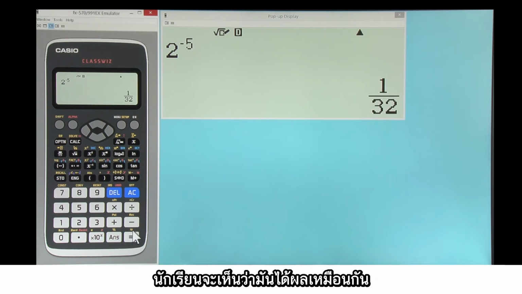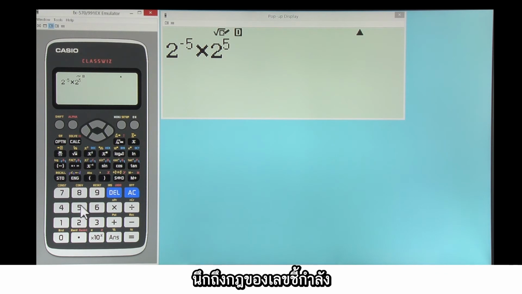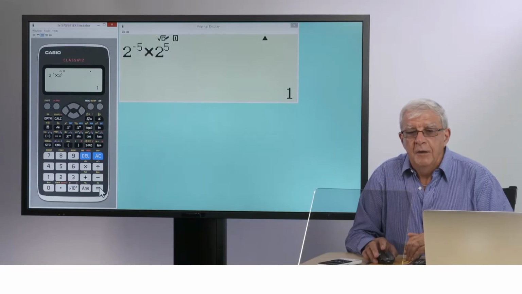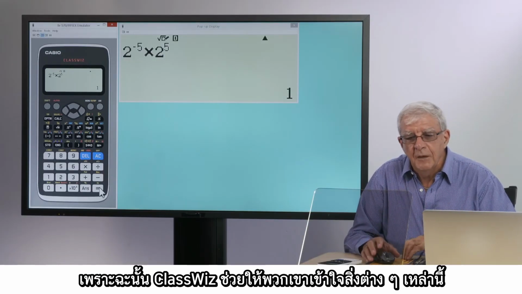So students can see that these give the same result, and indeed on their Class Whiz they can multiply 2 to the power negative 5 by 2 to the power 5. Think about the laws of indices. Negative 5 and 5 make 0, 2 to the power 0 should be 1. So the Class Whiz helps them to make sense of all of these things.